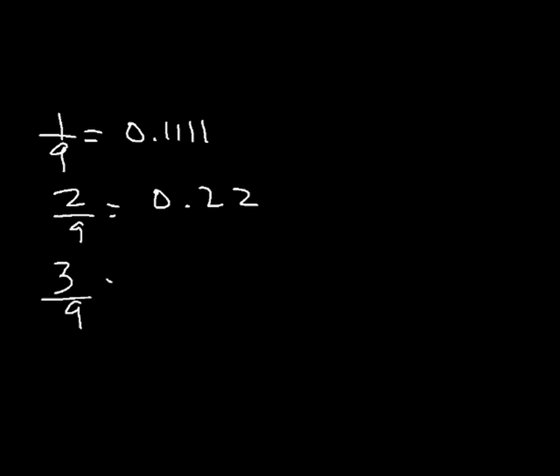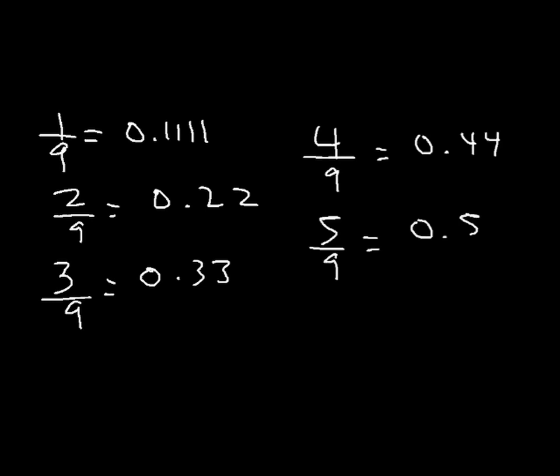By the way, if you get a fraction with 9, 1 over 9 is about 0.1111 repeating. So 2 over 9 is about 0.22 repeating. 3 over 9 is 0.33 repeating. 4 over 9 is 0.44 repeating. 5 over 9, 0.55 repeating, and so forth. So 6 over 9 is 0.66 repeating. 8 over 9 is 0.88 repeating.